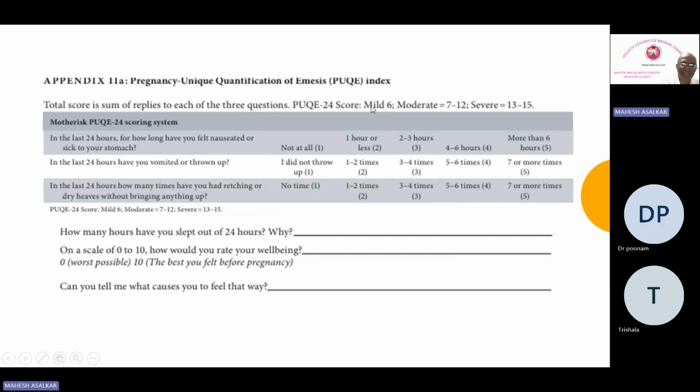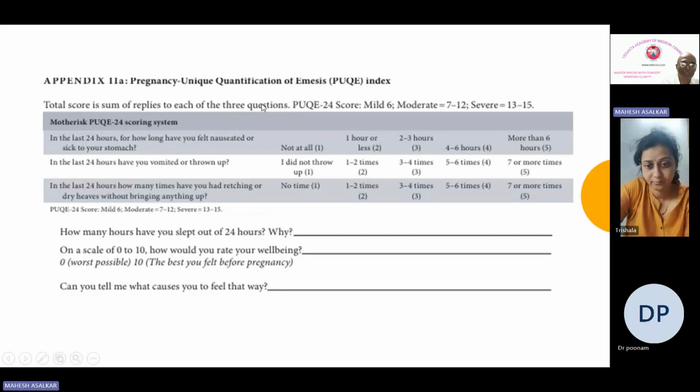This is the PUQE score index. Don't worry about the index, they will not ask you this, but what you have to remember is the name: pregnancy unique quantification of emesis. This score is called the PUQE 24 score. This 24 does not mean the total score. The total score is 15 only. This 24 stands for 24 hours. We are measuring this score over the last 24 hours, like how long she felt nauseated, sick, or to her stomach, and then it is given some score. That is why it is called the PUQE 24 score.